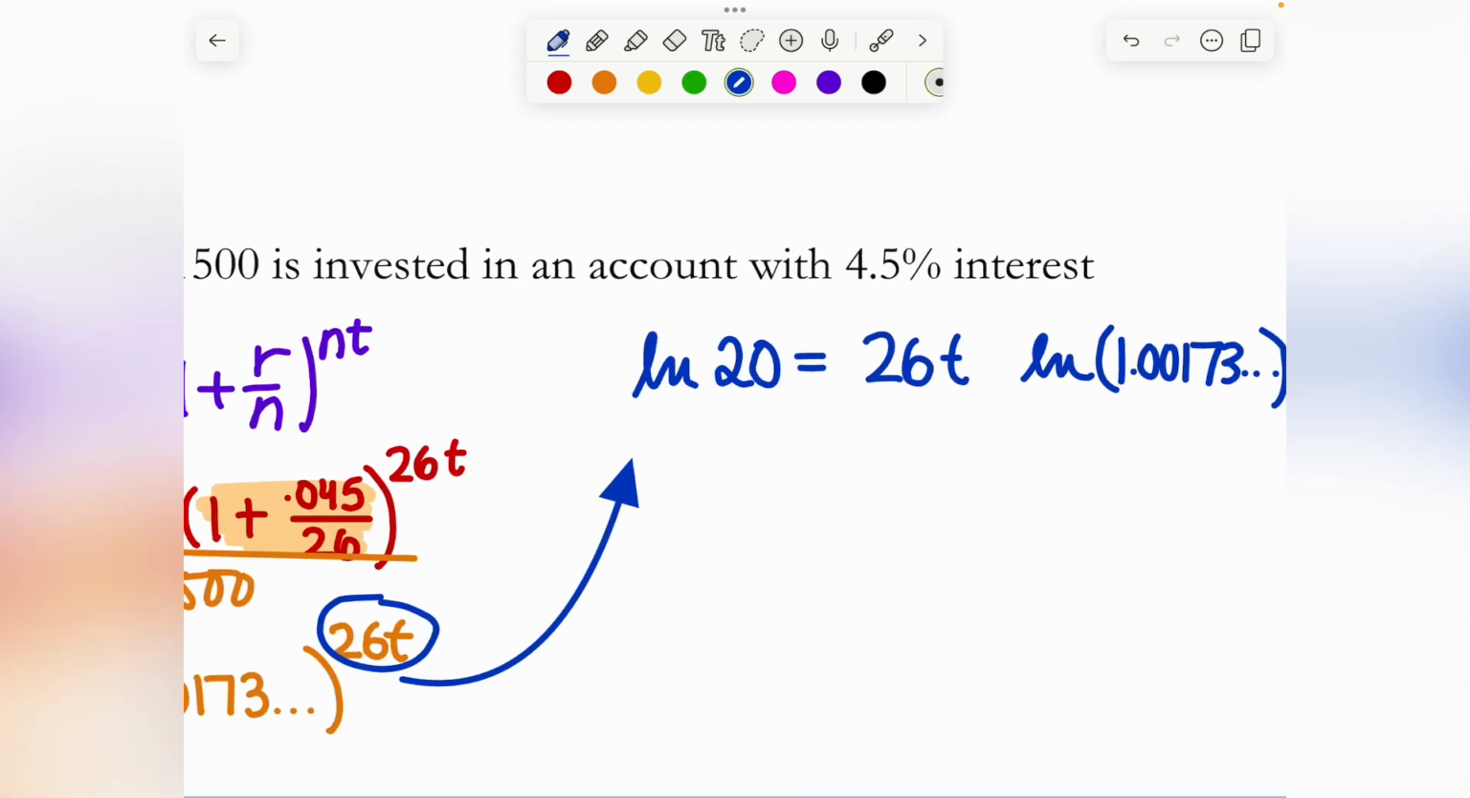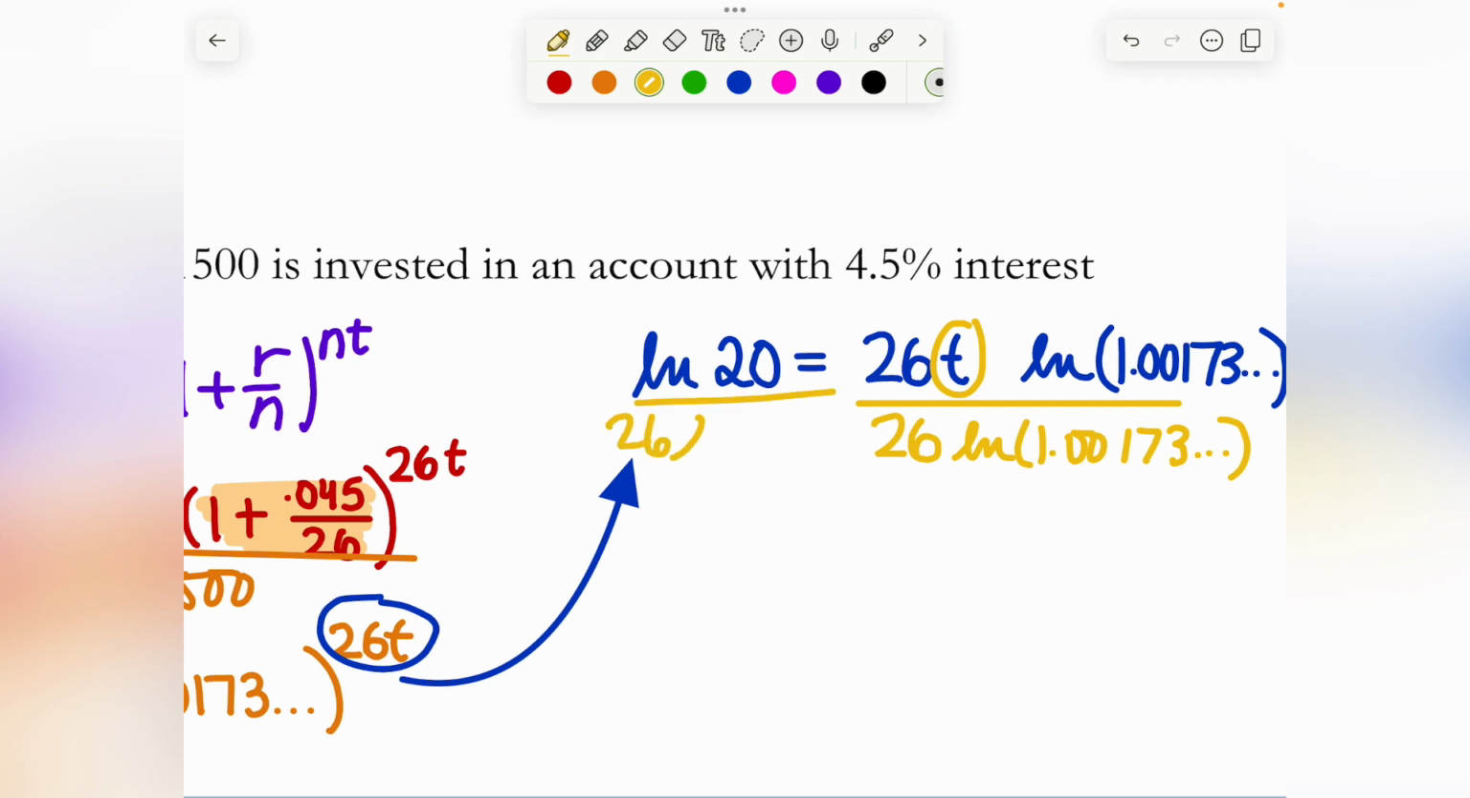Cool. And now I want to get the t by itself. So I'm going to divide over to the other side both the 26 and the natural log. You can divide them over together. You could do it one at a time. It doesn't matter, actually. Okay, so I'm going to divide that over to the other side.